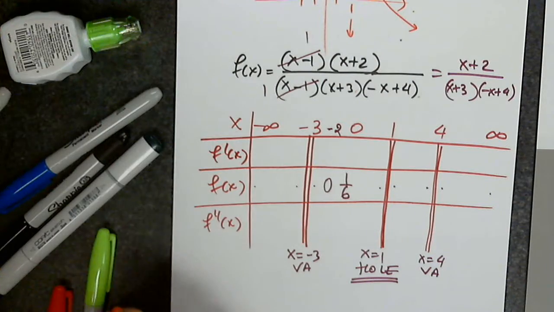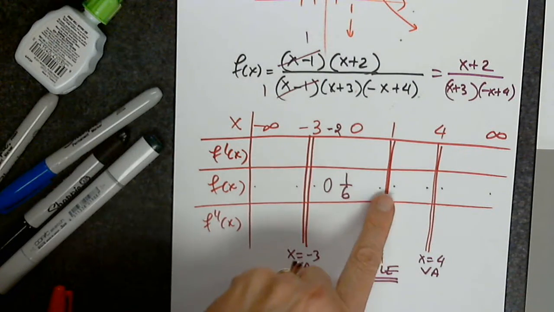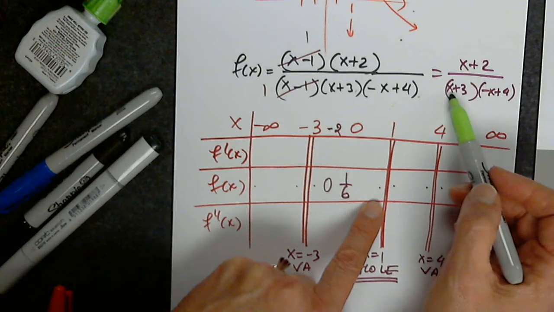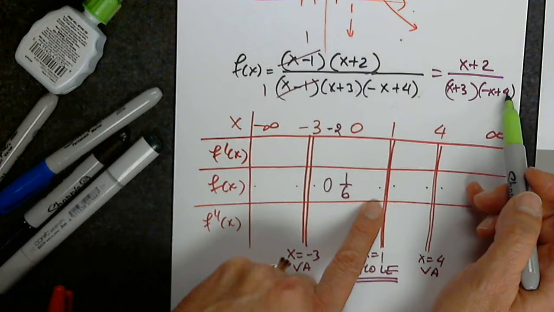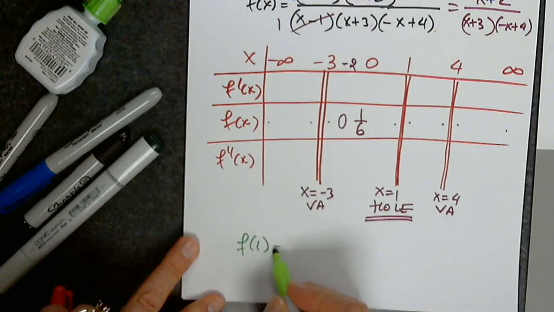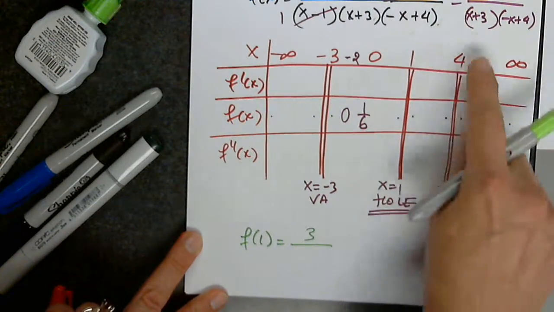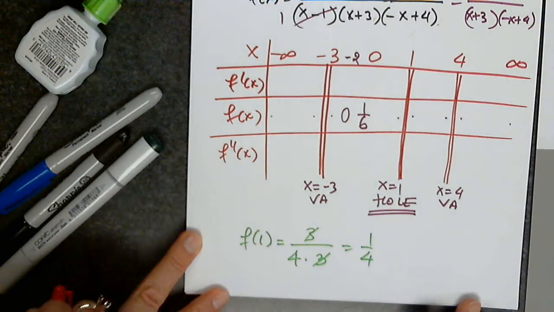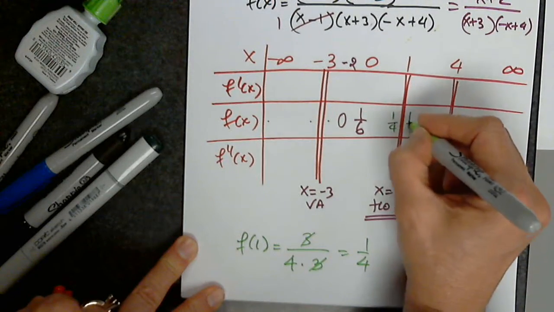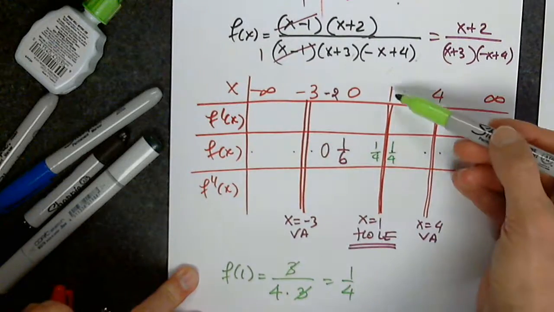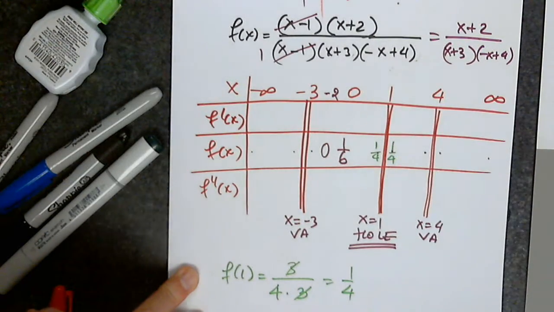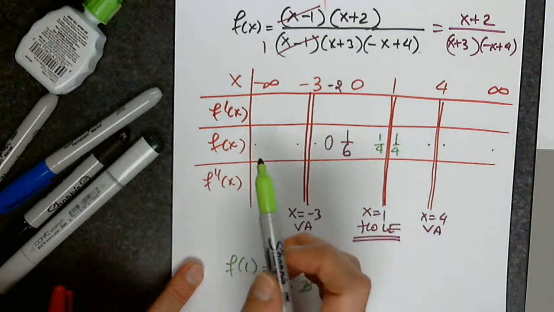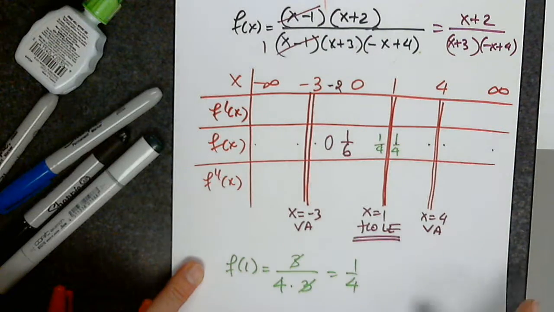Where the function has a hole in the graph, it's very easy to determine these. I don't have to write limits. I have to put 1 in here. 1 plus 2 is 3. 1 plus 3 is 4. Negative 1 plus 3 plus 4. So I have to find f of 1, which will be 3 at the top, 4 times 3. So this is 1/4, and this is 1/4. So the hole in the graph will be 1, 1/4. Let's determine these limits. 1, 2, 3, 4, 5, 6.